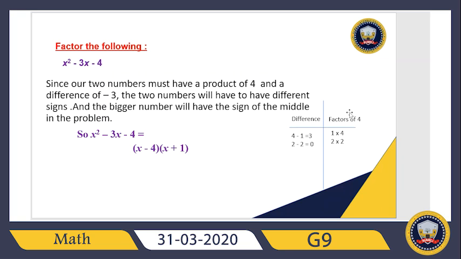Then I will write down all the factors of my last term in my problem. The factors of 4. So I will write down all the numbers which I multiply together, and the answer will be 4: 1 times 4, 2 times... sorry, 2 times 2. Okay?